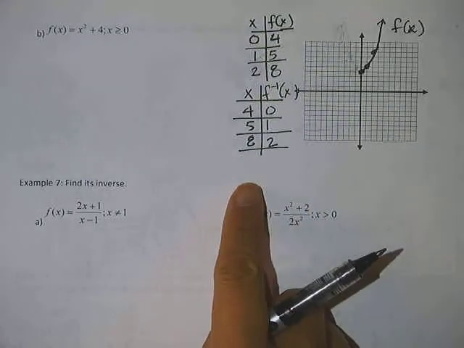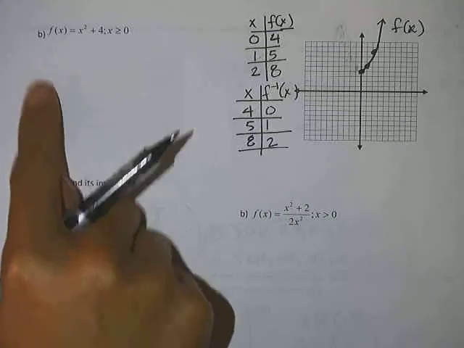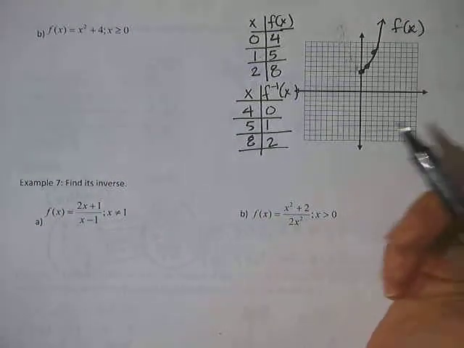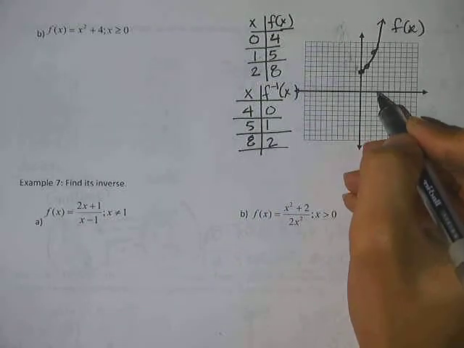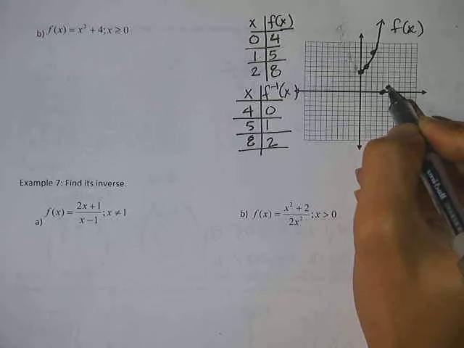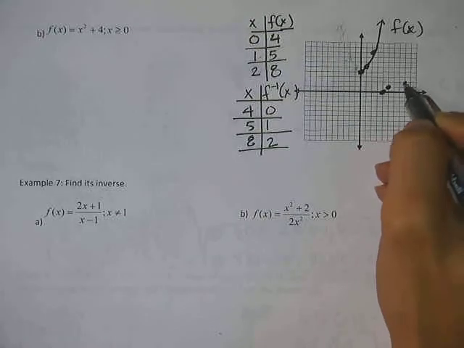So even before finding the inverse function, I can just graph it out. So when x is 4, 1, 2, 3, 4, y is 0. When x is 5, y is 1. When x is 8, y is 2.